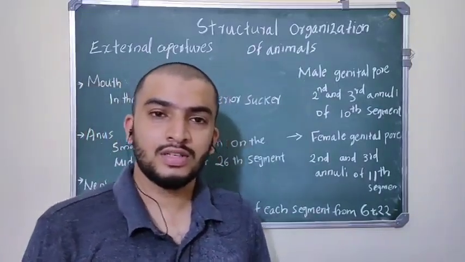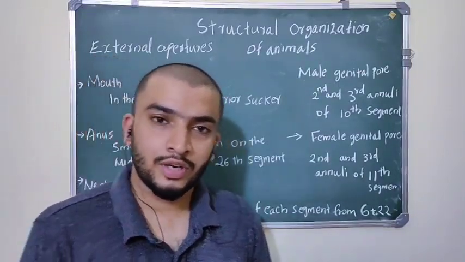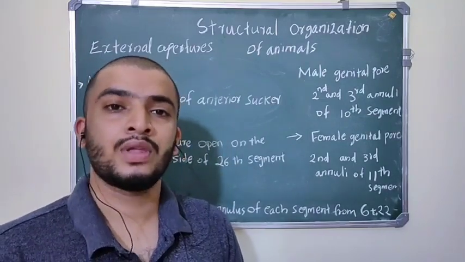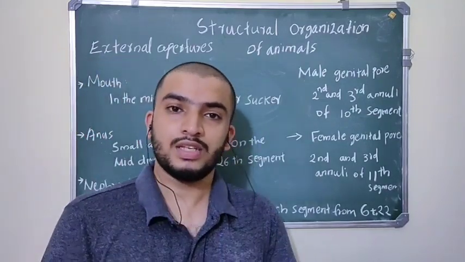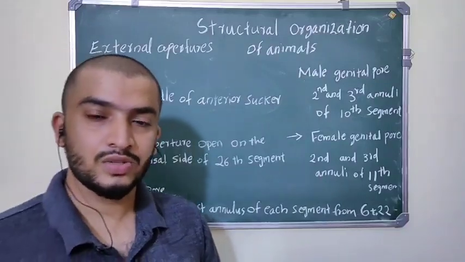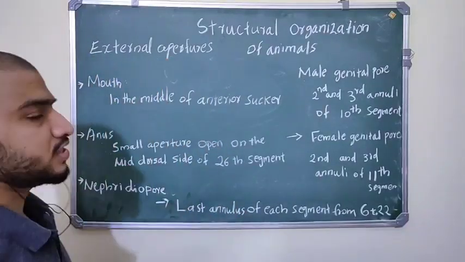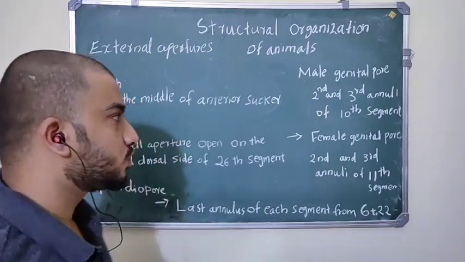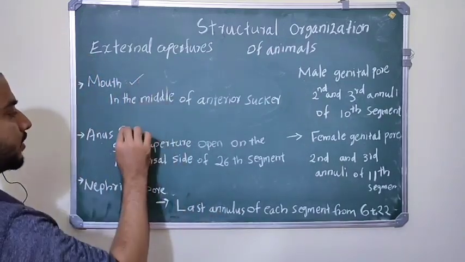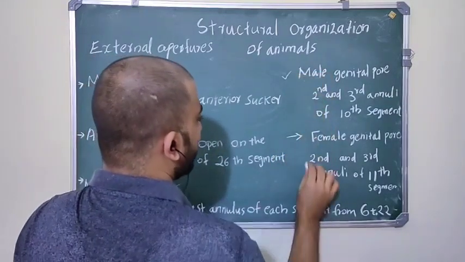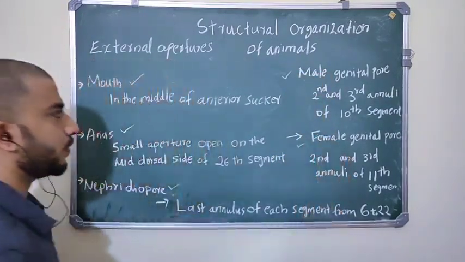Good morning, friends. Last class we talked about the leech and its habitat, and also the receptors and suckers found on the leech. Today we are going to discuss the external apertures found on the leech. Mainly the mouth, anus, nephridiopore, male genital pore and female genital pore.